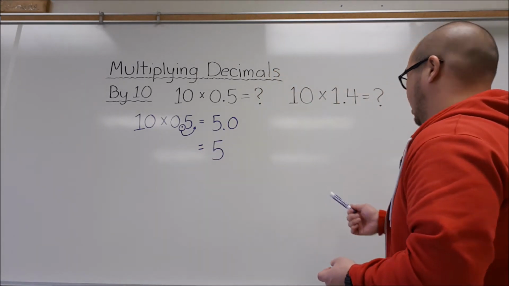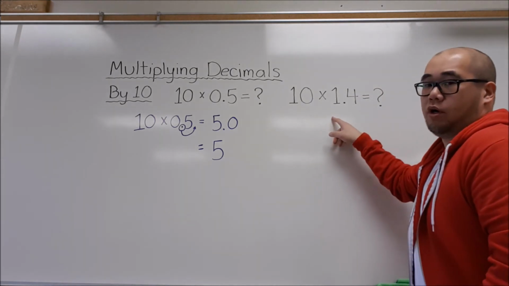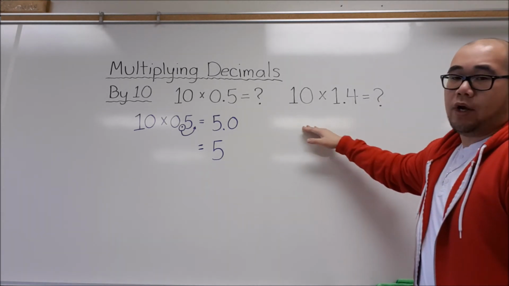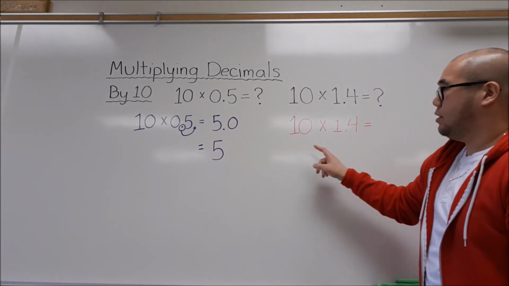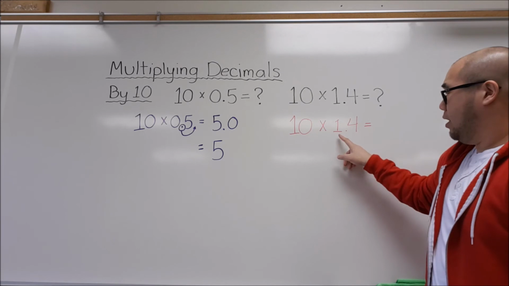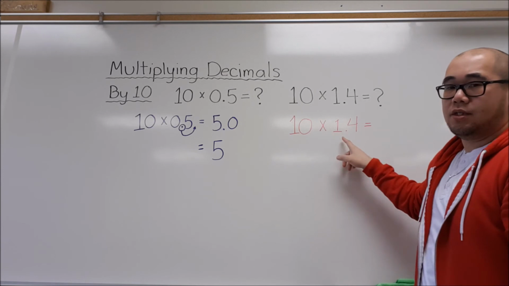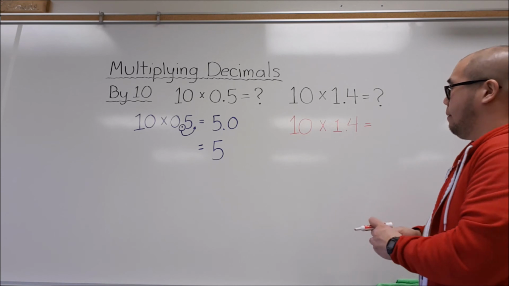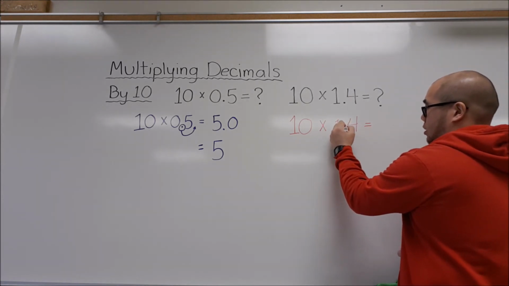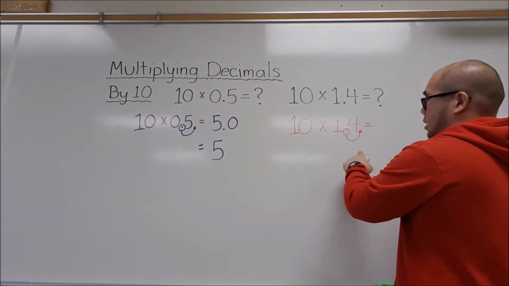Moving on to the next example here, we have 10 times 1.4. So again, I'm going to rewrite the question down below. And just like in this example here, I'm going to take a look at where my decimal is placed. My decimal is placed between the 1 and the 4. And I know I'm multiplying by 10, which means I'm going to have to move my decimal place one spot to the right. So I'm moving it from right here, where it's to the left of the 4, and now it's going to go to the right of my 4 here. And when that is done, it's going to look like this.